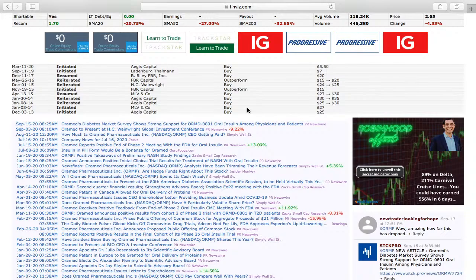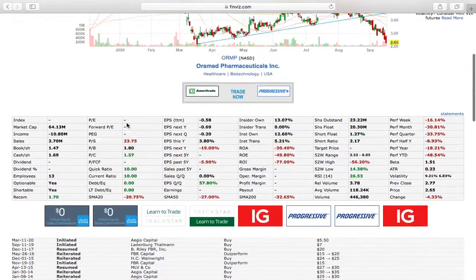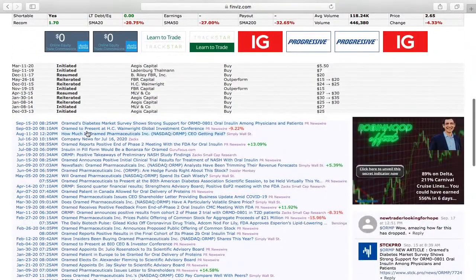But yeah, so there we go. So this kind of shows you all the different news. So you can see why it went up or why it went down. It tells you on the right how much it did go up. So it looks like they had a positive end of phase 2 meeting about oral insulin. So that's a good thing. That means in theory they're working on some good stuff. They had a good report.